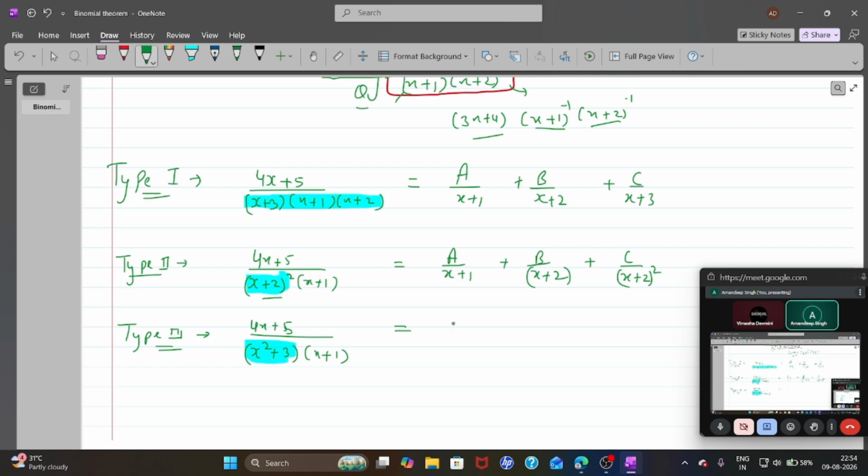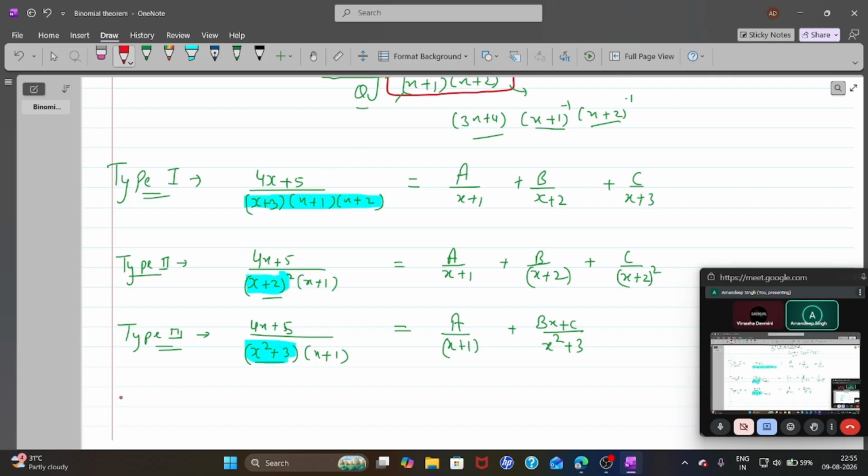And for type 3, I will write a upon x plus 1, and wherever I have a quadratic factor, I mean x square plus 3, I can't expand it, right? I can't factorize it. So I will write it as bx plus c divided by x square plus 3. So this is how we have to start all the types. We will do it in detail one by one.